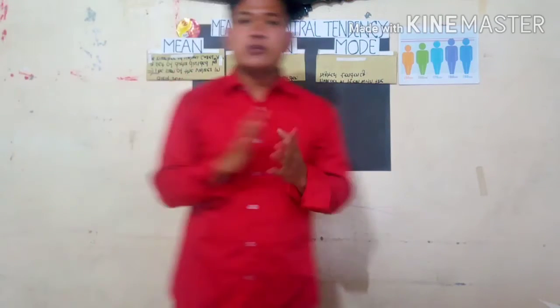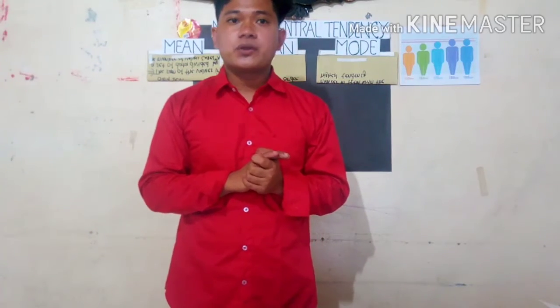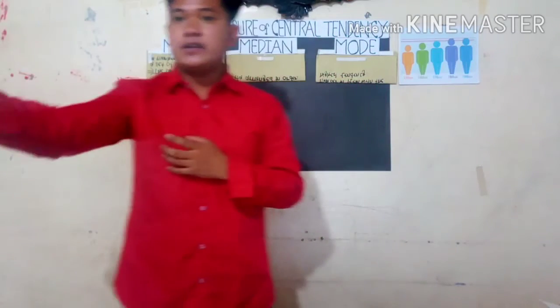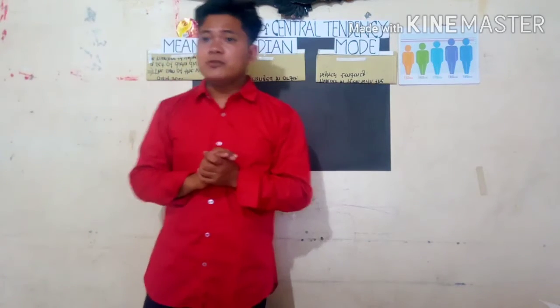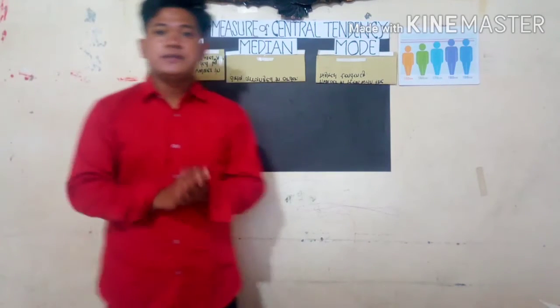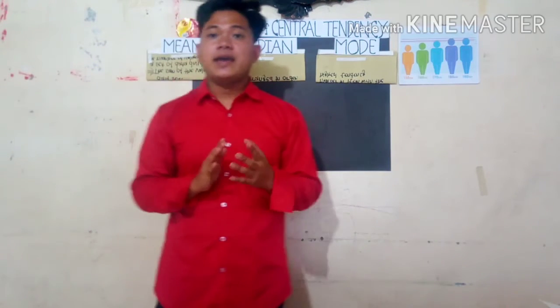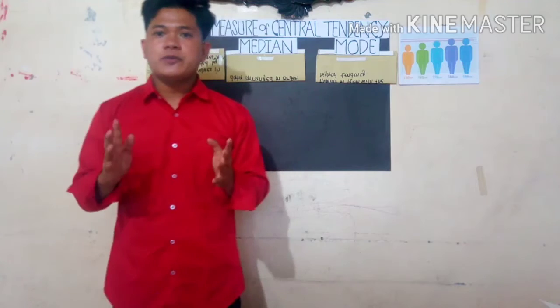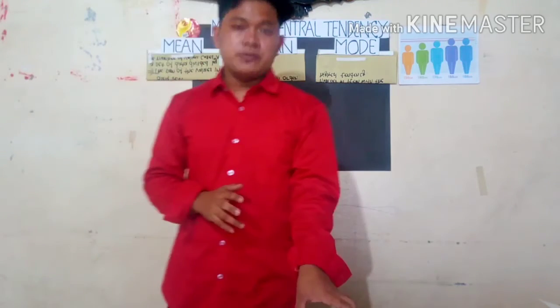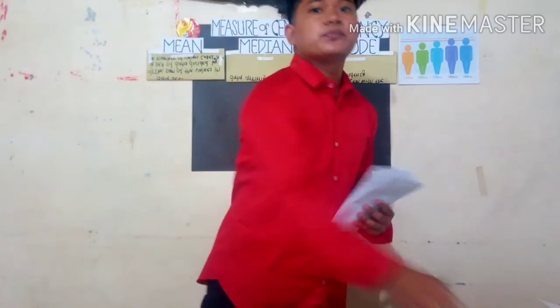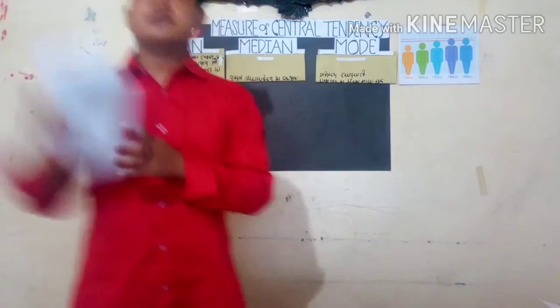So class, I want you to group yourselves into three groups. Group 1 will sit here, group 2 will sit here, and group 3 will sit at the back. At the count of 5, you should be in your groups. 1, 2, 3, 4, and 5. Okay class, since you're now in your groups, I will give each group an activity. For group 1, here's your activity. Group 2 and group 3.